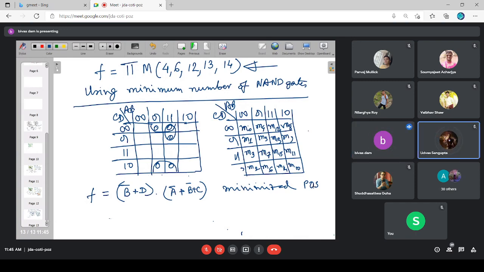Yes, sir. Fine. Now, if we have to realize the function using the minimum number of NAND gates, are you interested in POS format? No, we are interested in the SOP format. So in the SOP format realization, what is of importance? The cells which contain logic 1 value. So what are those cells? Definitely these are those cells.